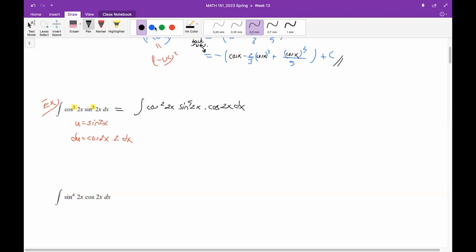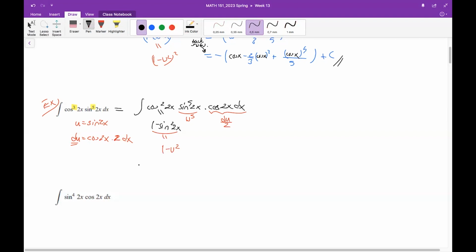Cosine 2x dx. What is cosine 2x dx in terms of du? There is this extra coefficient 2. Be careful. So this part is du over 2. This is u to the power 5. And now I need to express cosine square 2x in terms of sine square, and we can do it like that, 1 minus sine square 2x. Then this can be written in terms of u like that, right?